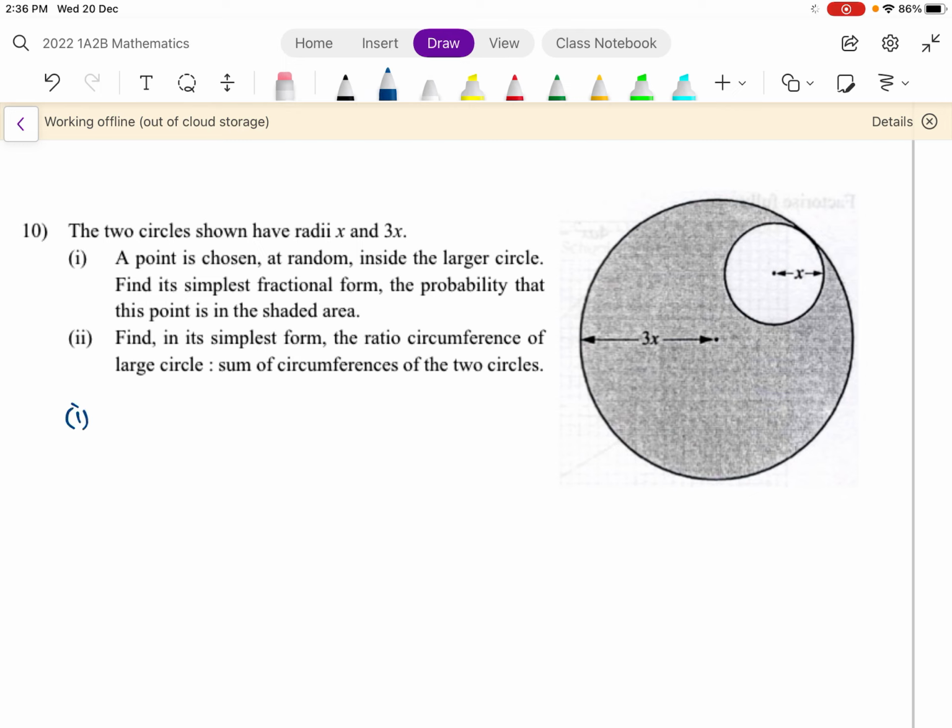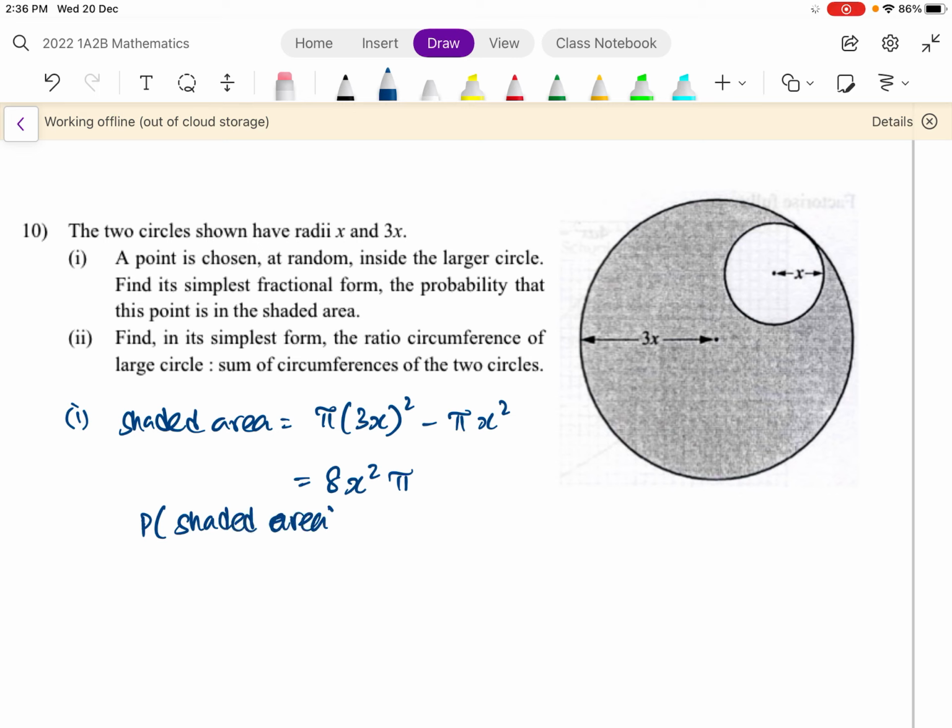Part 1, the shaded area is actually pi r square minus the smaller circle pi r square. So we've got 9 x square pi minus x square pi, total 8 x square pi. So the probability of the shaded area will be 8x squared pi divided by the total 9x squared pi. That gives us 8 over 9.